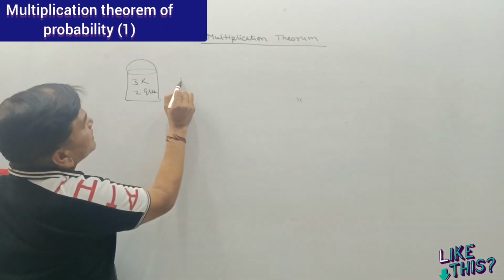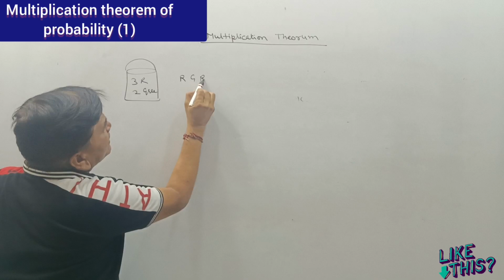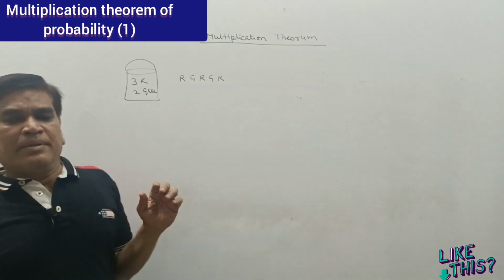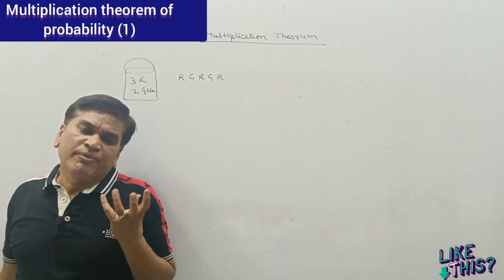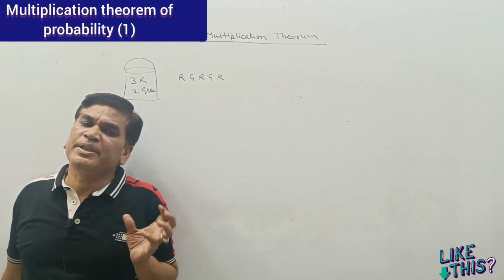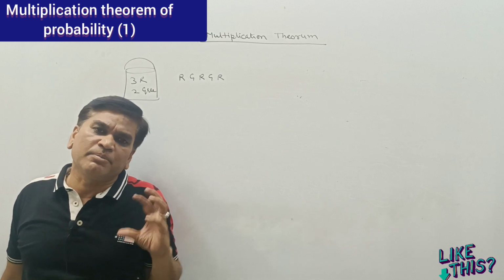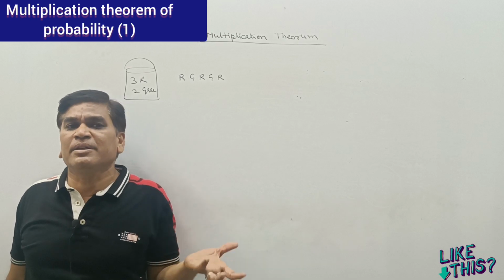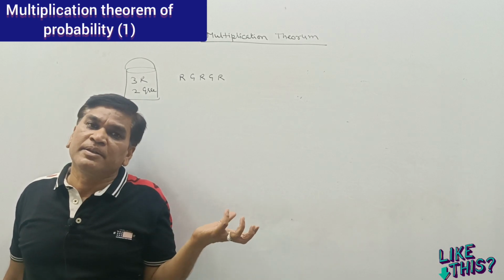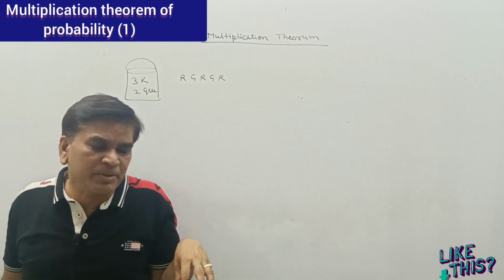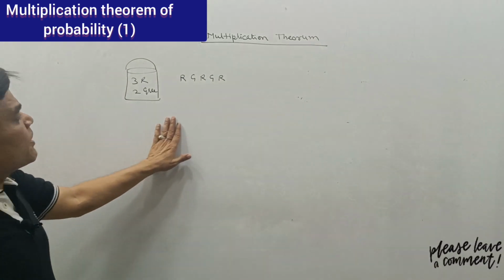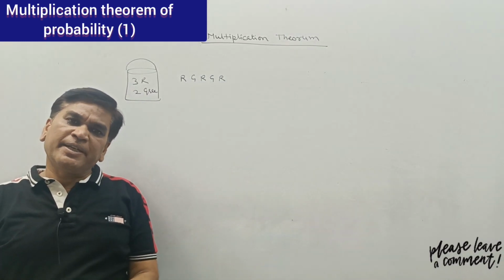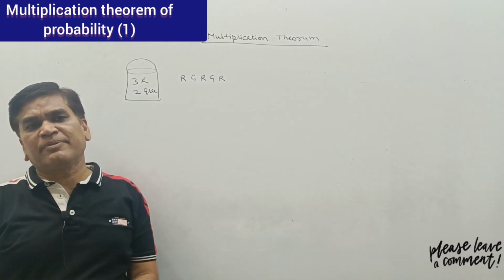Find the probability that first will be red, second green, third red, fourth green, fifth red. Again, listen to the question. One bag contains 3 red balls and 2 green balls. Balls are picked one by one without replacement. It means once a ball is picked, there will be no replacement. So what is the probability that the first ball will be red, second green, third red, fourth green, and last red?